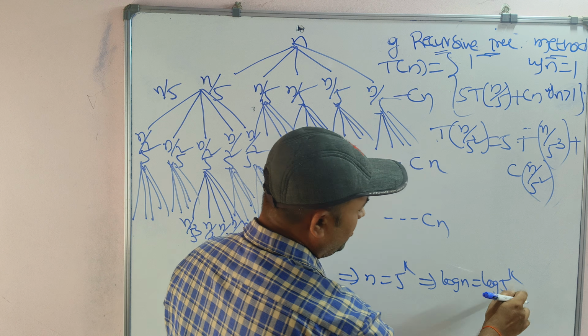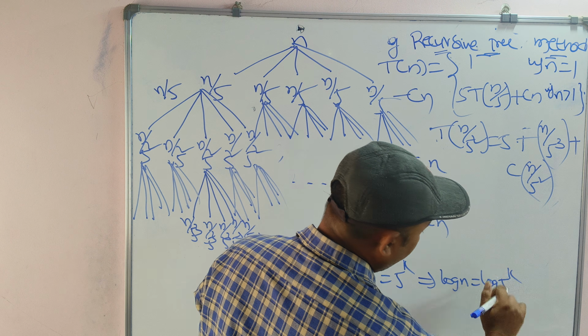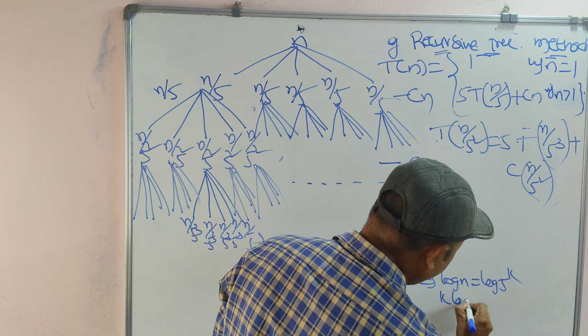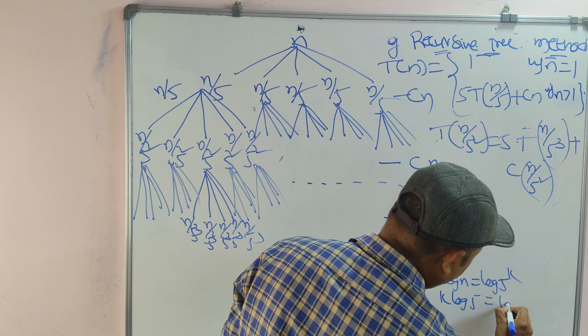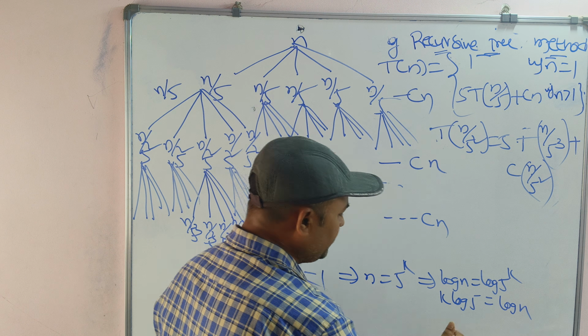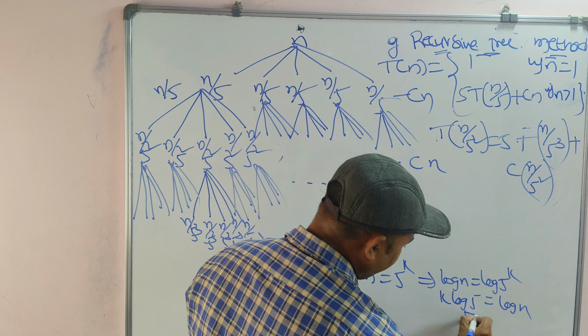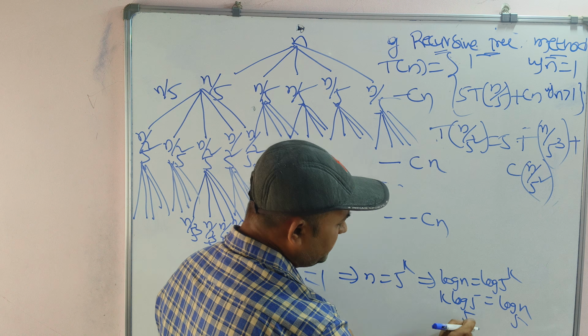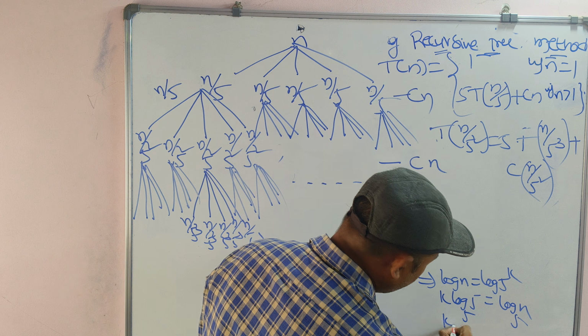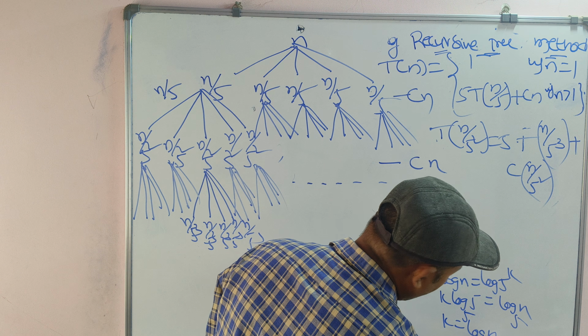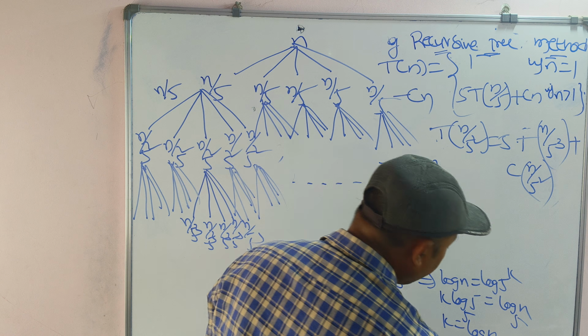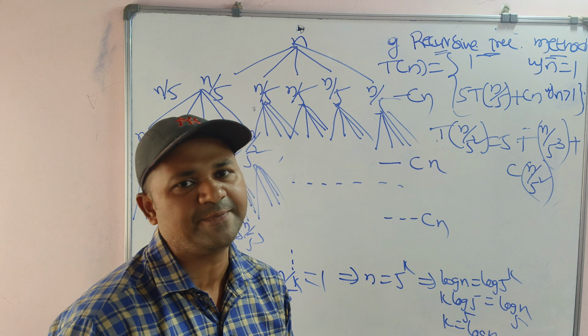We have a formula: log a power m equals m log a. So k log 5 equals log n. In order to get the k value, let us apply base 5. Log a base a means 1. So we can say that k equals log n base 5.